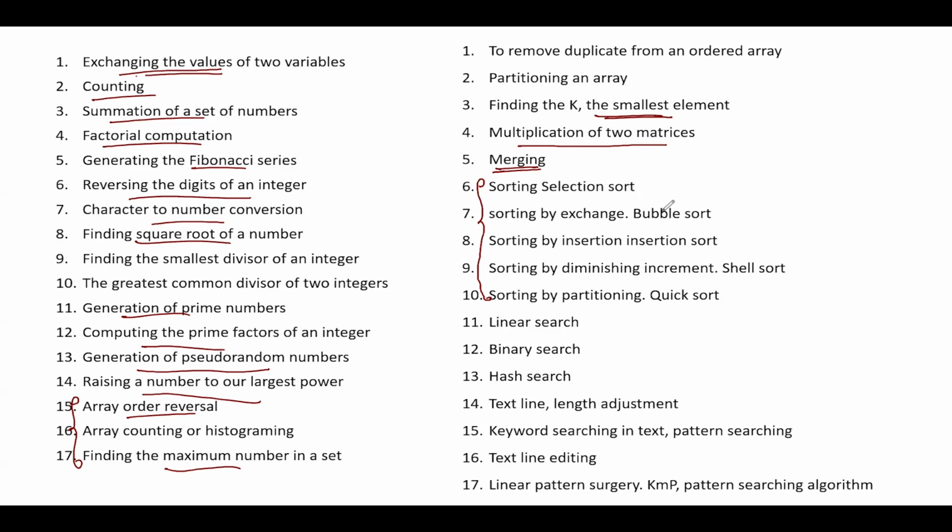As you can see, we have around 5 sorting algorithms we are going to see. You would have come across these in data structures, so we will discuss those algorithms also, like selection sort, bubble sort, insertion sort, shell sort, and quick sort. Then we will see searching algorithms like linear search, binary search, and hash. And then text related algorithms also we are going to discuss, where we will see text line length adjustment, keyword searching in a text, line editing, and the very important KMP pattern searching algorithm.